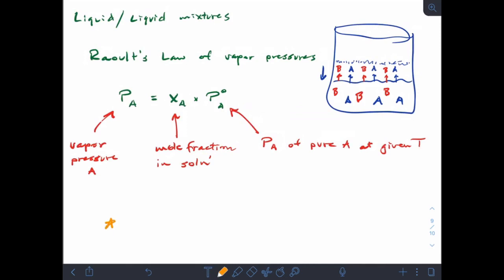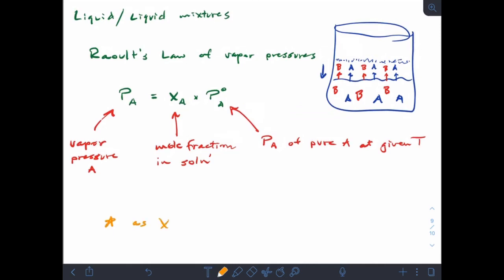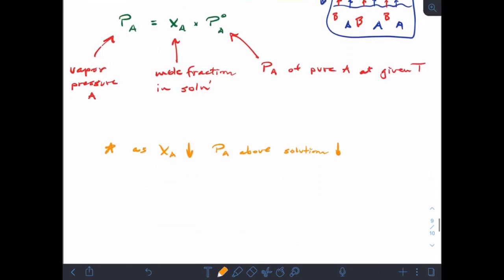So let's do a little star of this. As the mole fraction of A goes down, the vapor pressure of A above the solution also goes down. Okay, so if I have less A in the mixture, I have less A in the vapor mixture. Okay, so what is that? How does that affect anything? This is also an important thing.